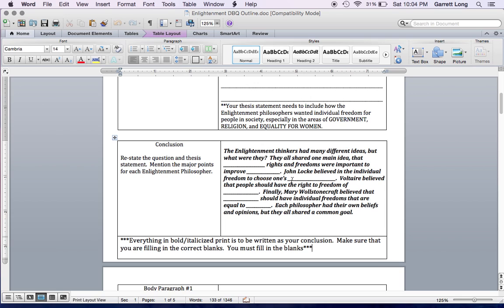So once again, guys, this right here is your conclusion. It is pretty much written for you. You just need to fill in the correct blanks. You will write that word for word.